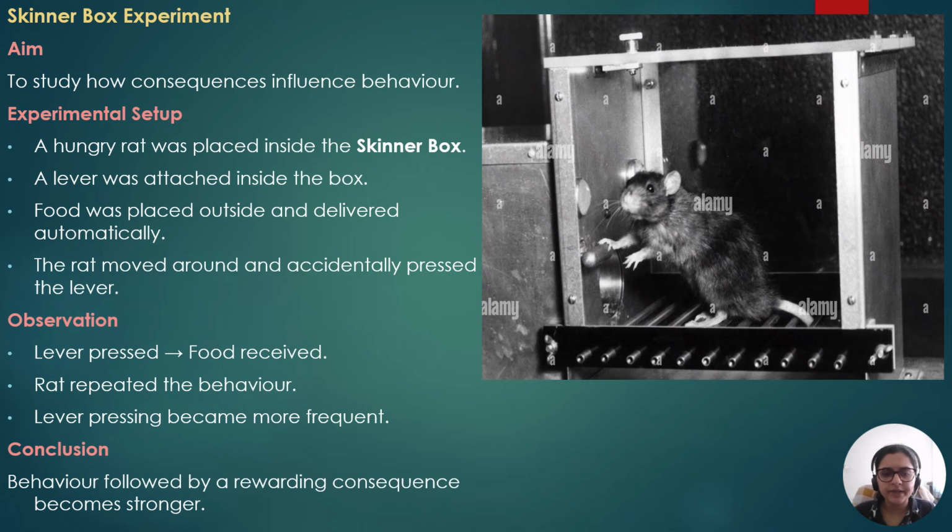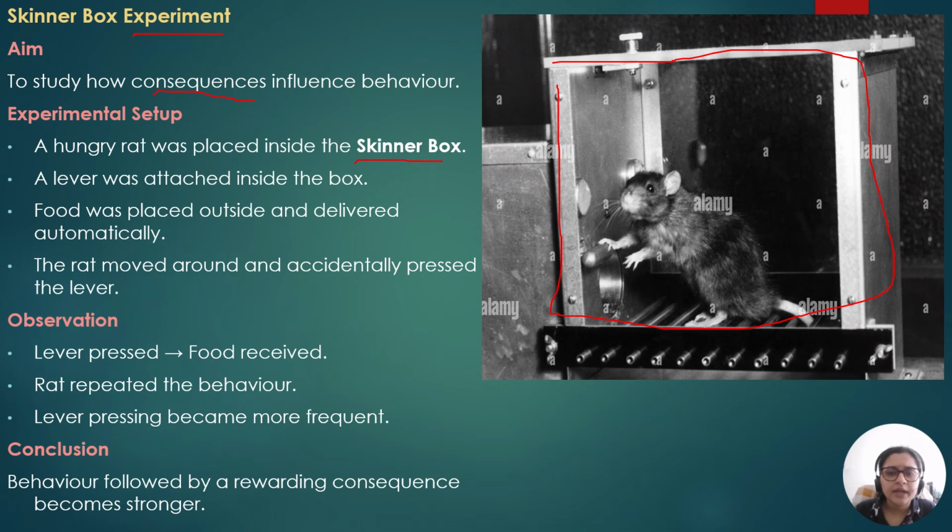The next very important one is the experiment. What experiment has he conducted? The aim is to study how consequences or the reaction will influence behavior. So what is the experimental setup? A hungry rat was placed inside the Skinner box. So this box is called Skinner's box.